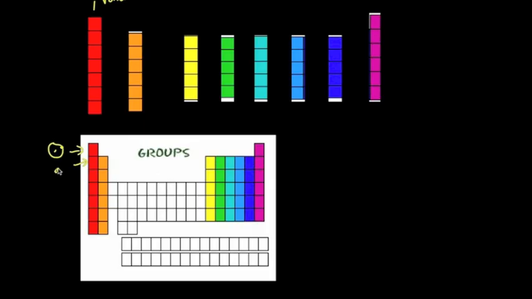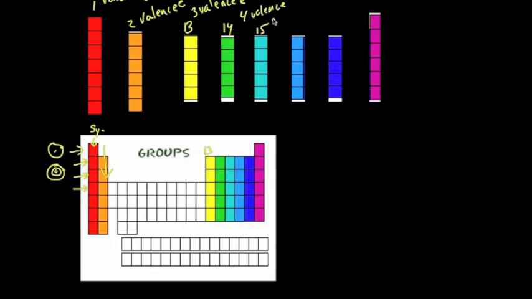Lithium has 2 shells with 1 valence electron. Sodium has 3 shells with 1 valence electron. Potassium has 4 shells with 1 valence electron in its outermost shell. So all of these elements in group 1 have 1 valence electron, and in group 2, you have 2 valence electrons in all of the elements that make up group 2. In group 13, they have 3 valence electrons. Group 14 elements have 4 valence electrons.